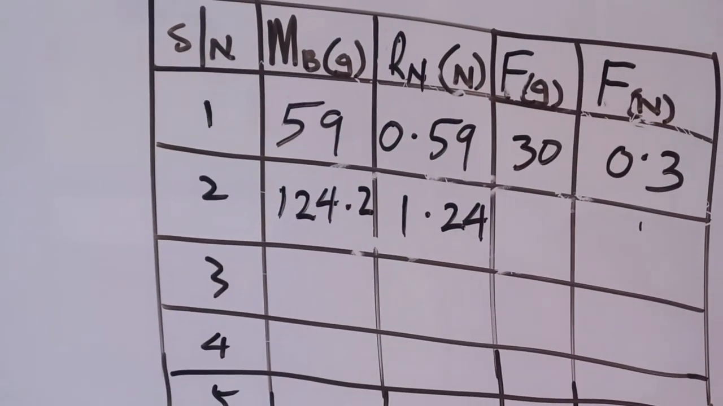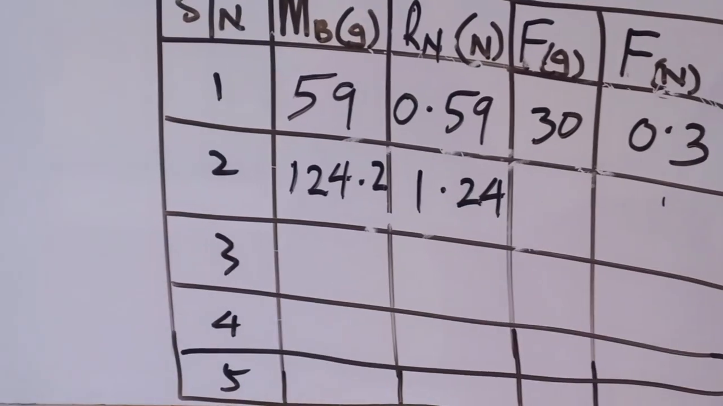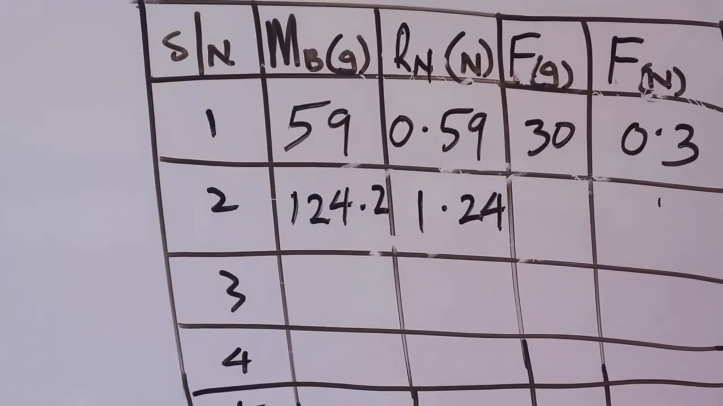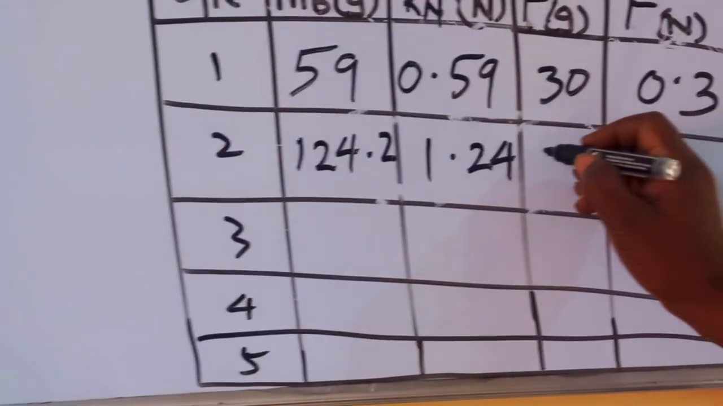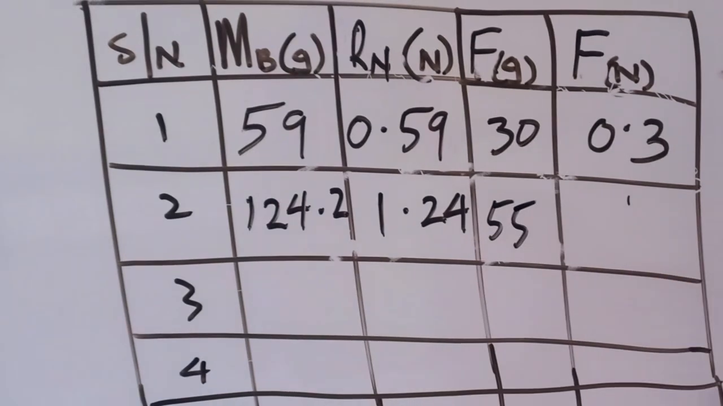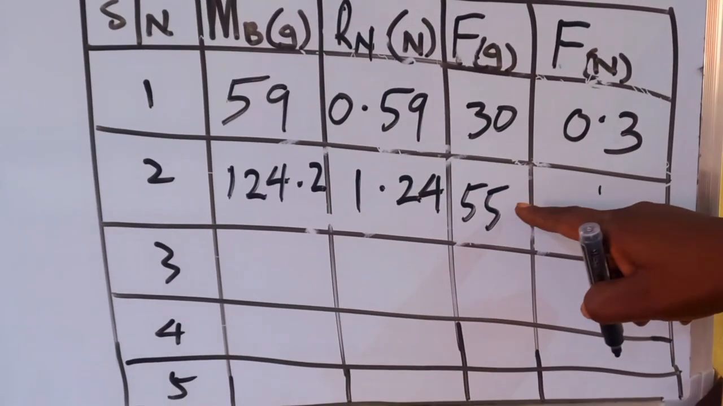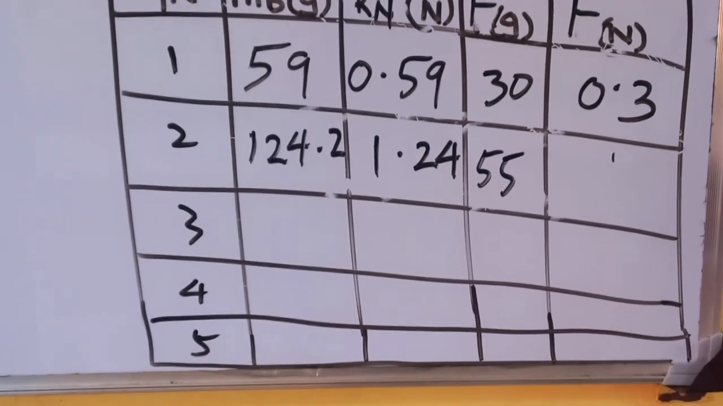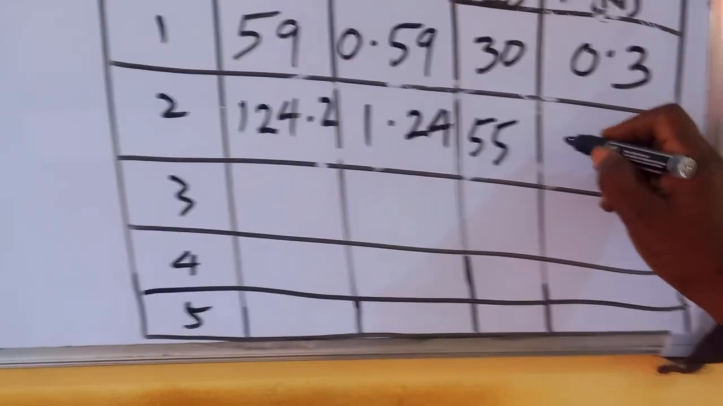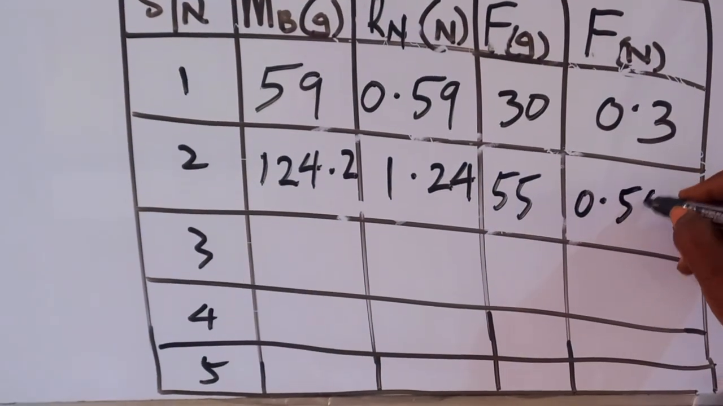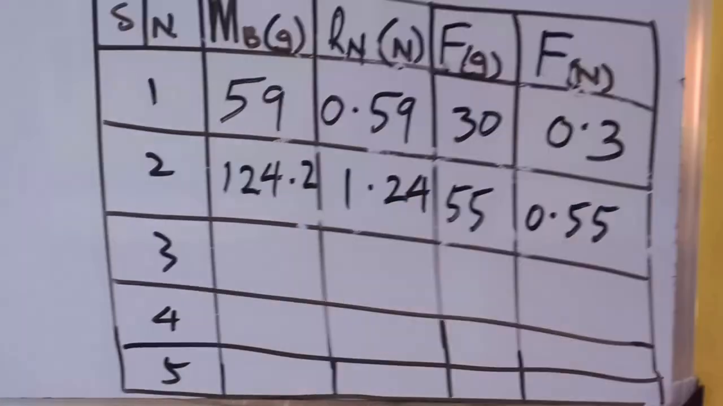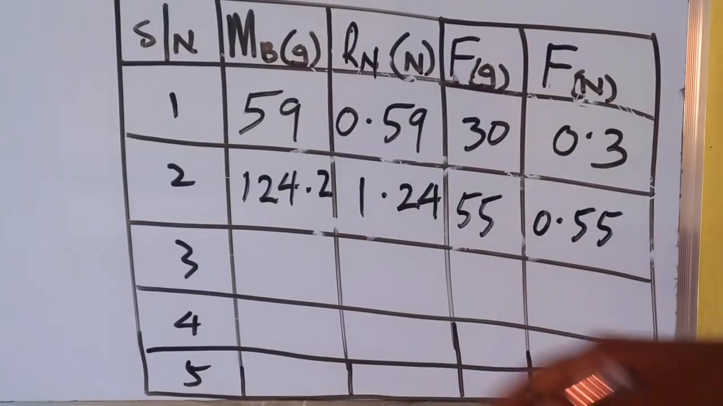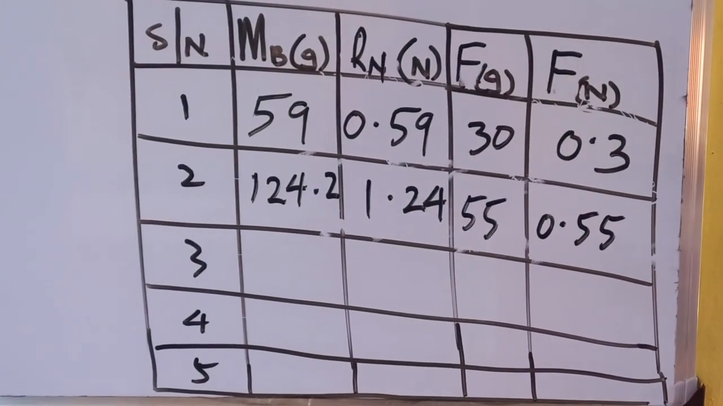The learner added 25 on top of 30 gram. Are we there? Now, 25 plus 30 gives us 55 gram. Now, if I divide 55 gram by 1,000, that converts it to kilogram, right? And multiply it by 10, I will obtain 0.55 Newton. We will proceed to load the block with another mass, and then also proceed to load the hanger until the block moves.